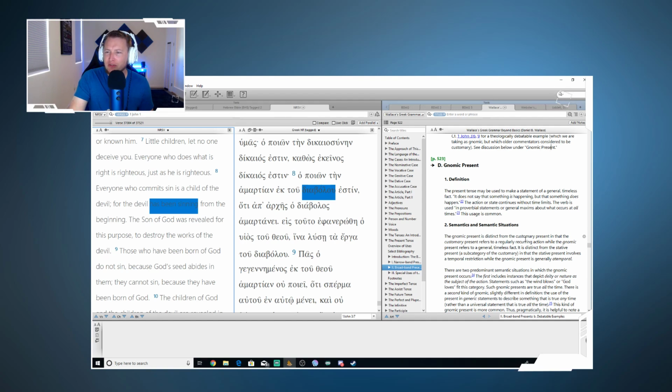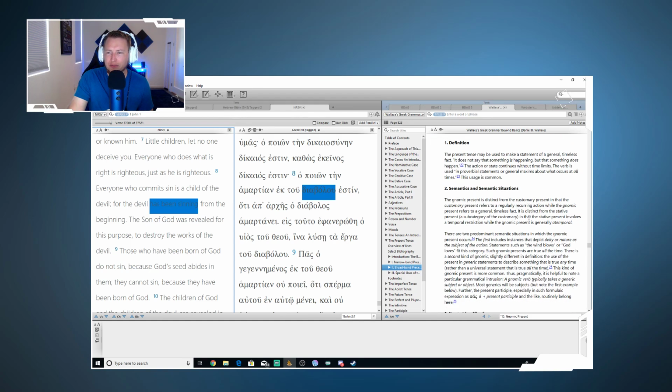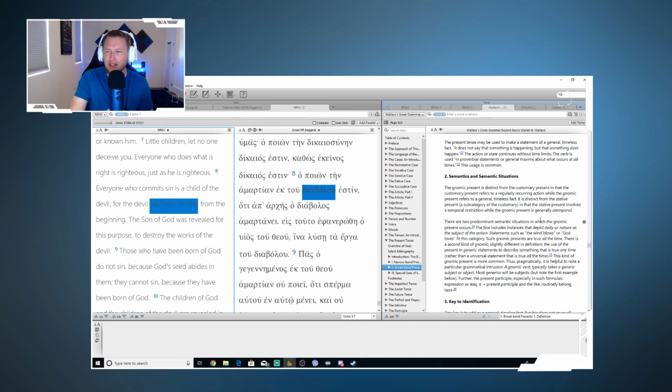The present tense may be used to make a statement of a general timeless fact. It does not say that something is happening, but that something does happen. The action or state continues without time limits. The verb is used in proverbial statements or general maxims about what occurs at all times. The gnomic present is distinct from the customary present in that the customary present refers to a regularly recurring action, while the gnomic present refers to a general timeless fact.